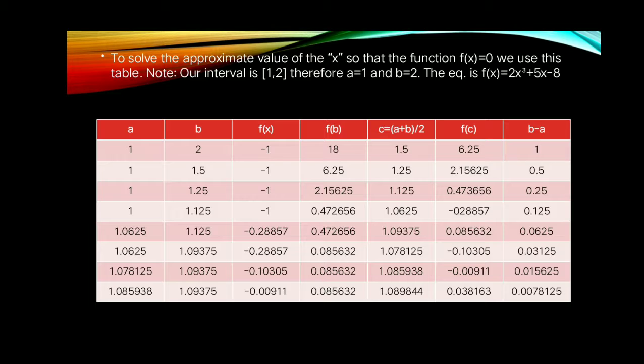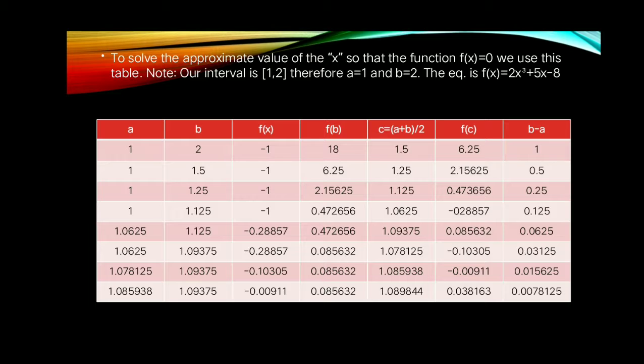f(a) is negative 1, f(b) is 6.25, c is equal to (a plus b) divided by 2, which is 1.25, f(c) is 2.15625, b minus a is 0.5. Since b minus a is greater than 0.01, we will still continue. a will remain the same since f(c) is not negative. Change the value of b with c since f(c) is positive, 1.25.